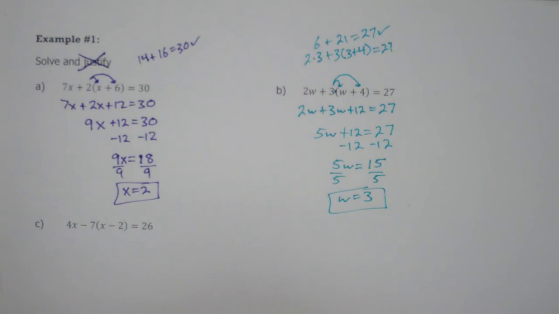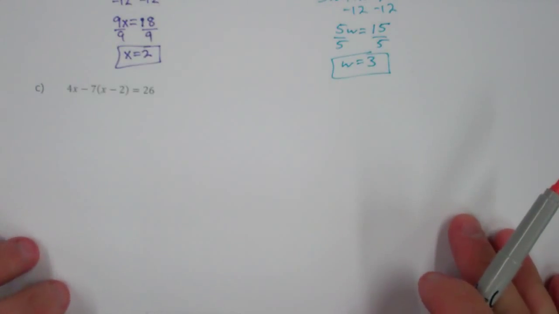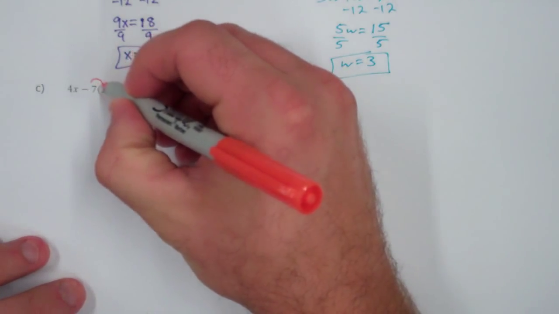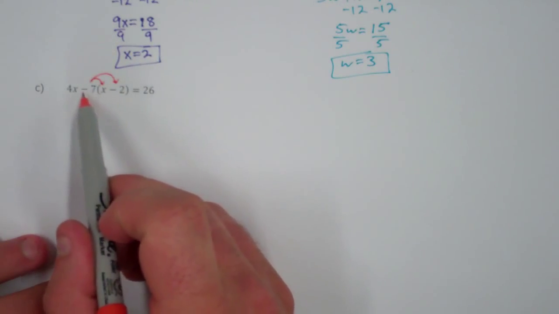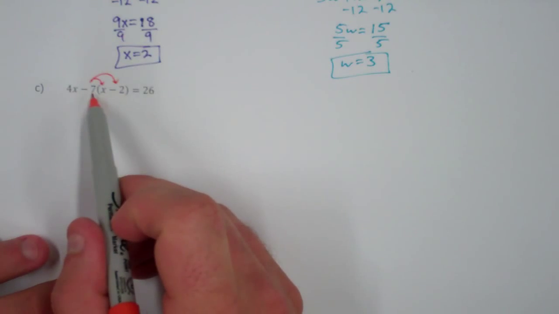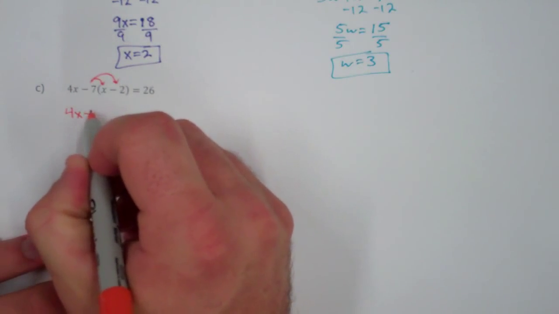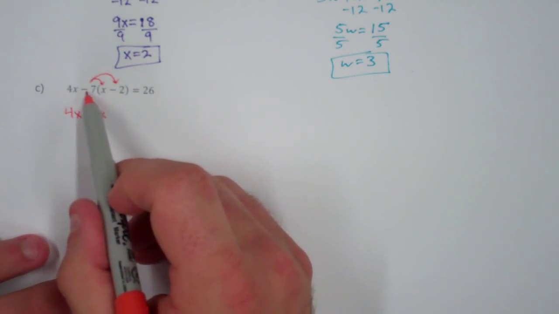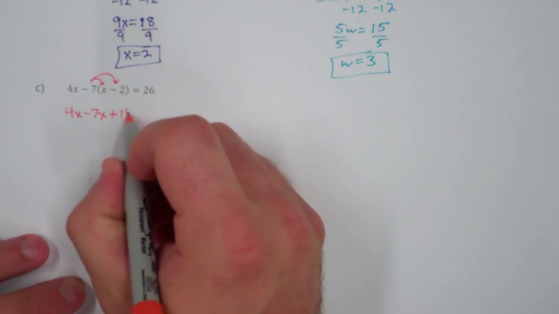We'll move to part C of this example. It's very similar to the other two. For this type of problem, we'll do the same thing. We'll use the distributive property. This one's a little tricky though. We need to make sure that the negative 7 here stays a negative 7. So we're going to take negative 7 and multiply it by x. That's negative 7x. And then this negative 7 and the negative 2 being multiplied together, that's positive 14.